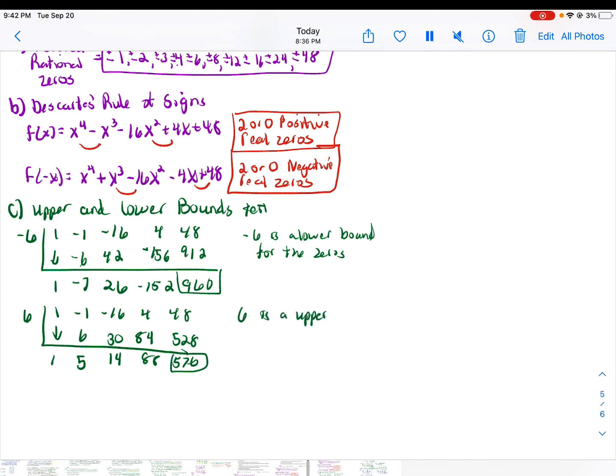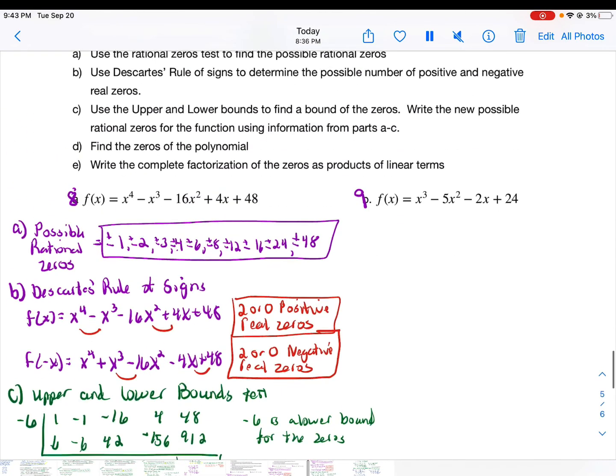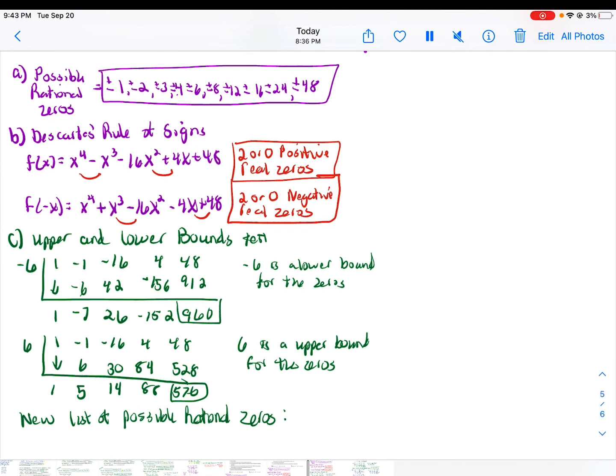So all my zeros have to be in between negative 6 and 6. And since when I did the synthetic division with 6 and negative 6, I did not get 0 as an answer, I can exclude 6 and negative 6. So my new list of possible rational zeros has been narrowed down to plus or minus 1, plus or minus 2, plus or minus 3, and plus or minus 4. So I got 8 possibilities.